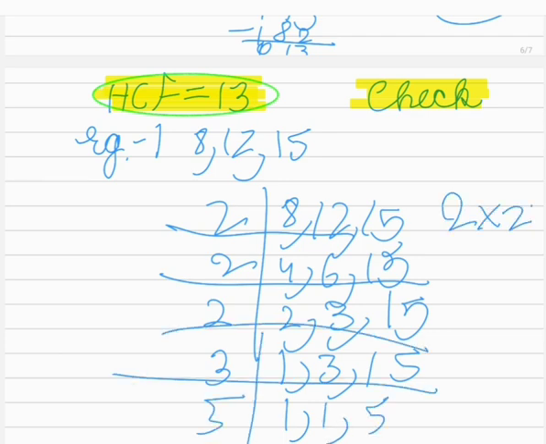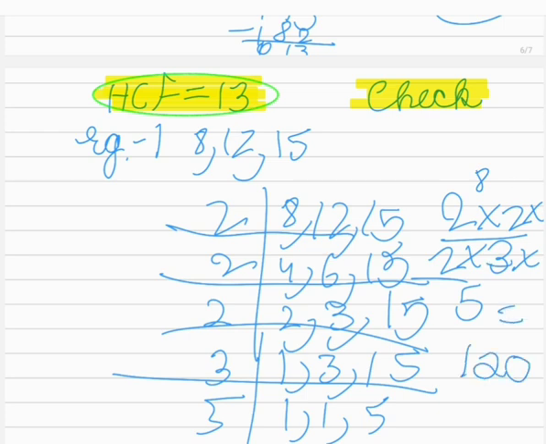So our LCM would be 2 into 2 into 2 into 3 into 5. 2 into 2 into 2 is 8, 8 times 3 is 24, 24 times 5 is 120. So our LCM would be 120. And in the table, can you expect we have to make the table till 120? So our LCM is 120.